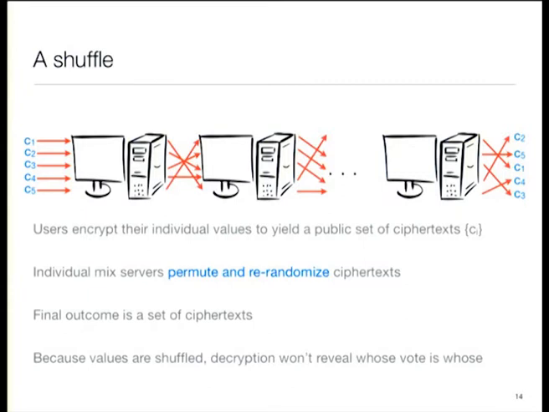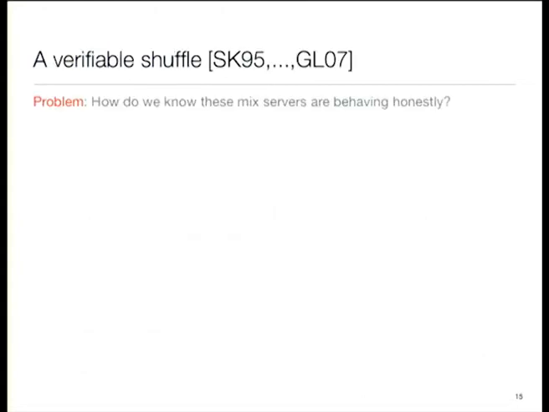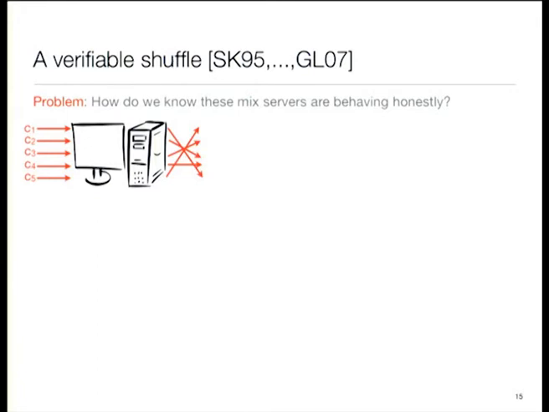Okay. So again, one problem that we saw in the last talk as well was, how do we actually know these mix servers are behaving honestly? We want them to be shuffling the ciphertexts, but we can't really guarantee that they are. Of course, we can guarantee that they are if we ask them, in addition to outputting their ciphertexts, to also output a proof.